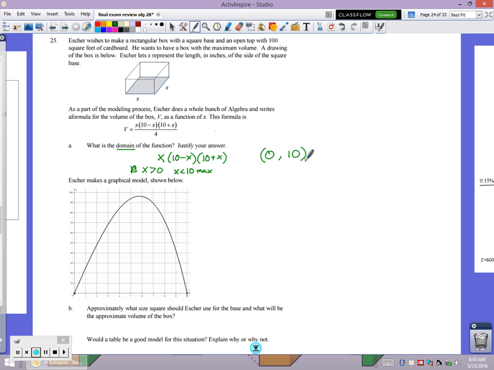All right. What is the domain of the function, and justify your answer? So I would say anything greater than 10, whoops, I forgot an n in there, anything greater than 10 would make the volume negative.